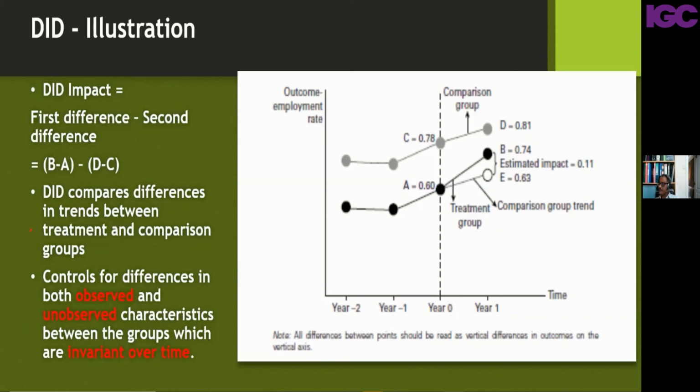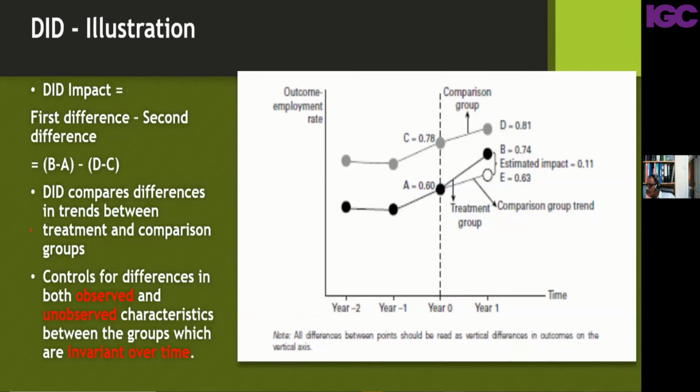So there may be a program which is intended to improve the employment rate in the participating unit. So how do you estimate the difference in difference impact? The first difference in this case is the before and after comparison of the treatment group. So the before and after performance of the treatment group is B minus A.